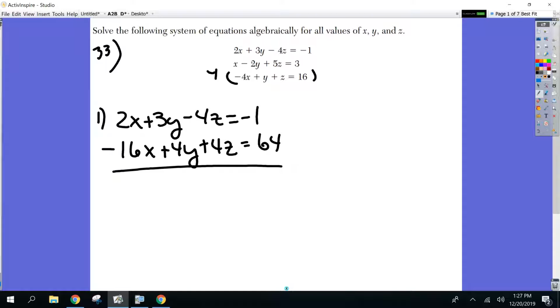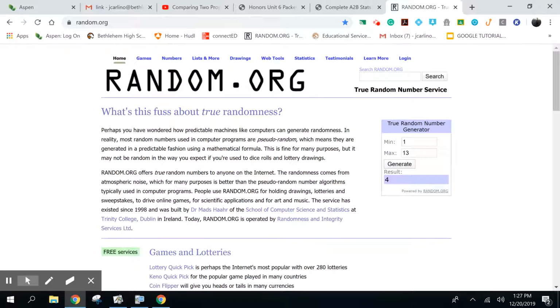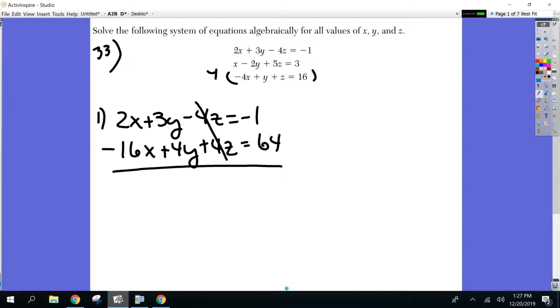Tell me what's left now, because I know the z's will cancel out. That's what we wanted. What's left with the x and the y's and the numbers? I just want you to combine everything. I have 2x minus 16x plus y equals. Okay, everybody good?